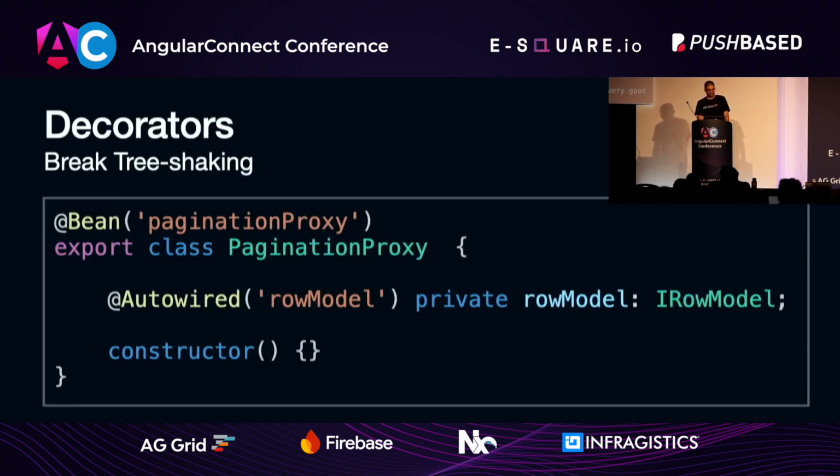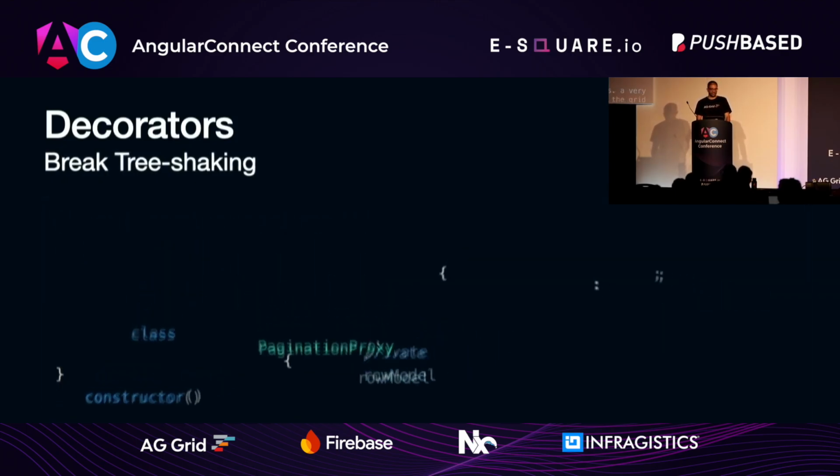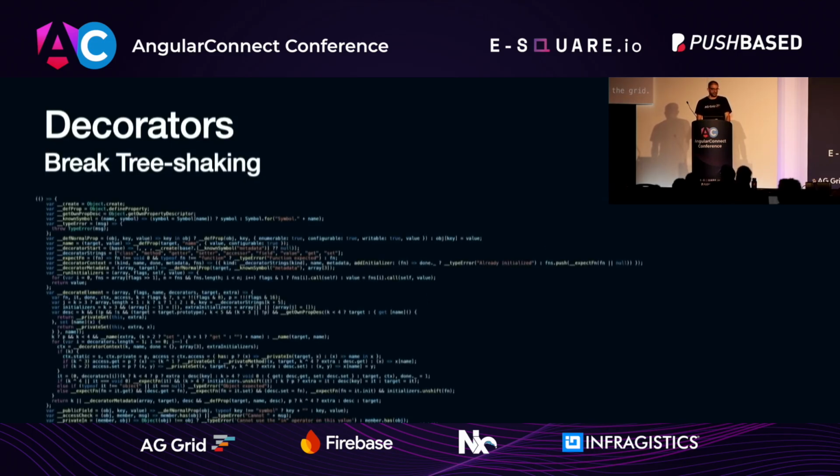So this simple code came from AG Grid in version 32 and all the previous versions, where we use these beans and autowire as a very nice developer experience for us creating the grid. But the downside of using them is that they got compiled into code that looked like this. And the key thing is the decorators would always have a static reference to the class, which meant as soon as this module was loaded, the bundler thought all of this code was always used, and so it could not be tree shaken.